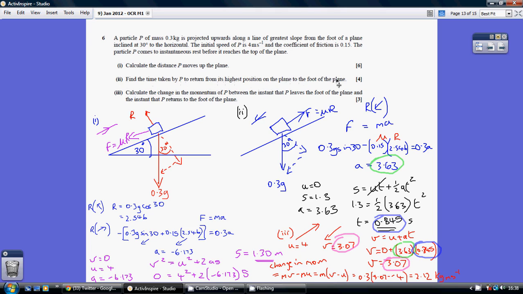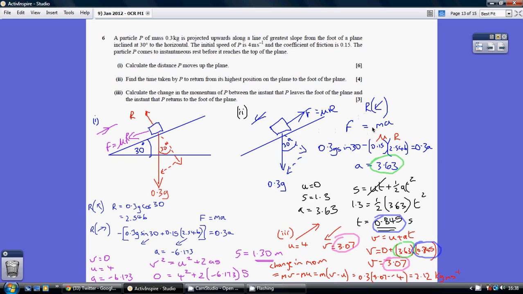Now, part 2, find the time taken by P to return from its highest position on the plane to the foot of the plane. I think another diagram is helpful here. As we start moving downwards, obviously our weight stays the same, and the components of weight stay the same, but the friction is now acting in the opposite direction. Remember, friction always acts in the opposite direction to the movement. The particle is now moving down, so the friction is upwards.